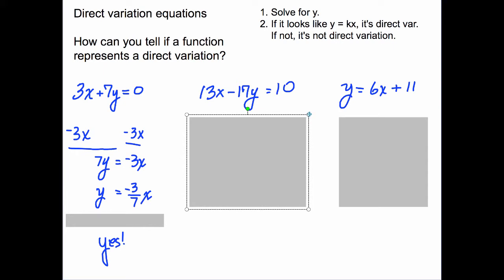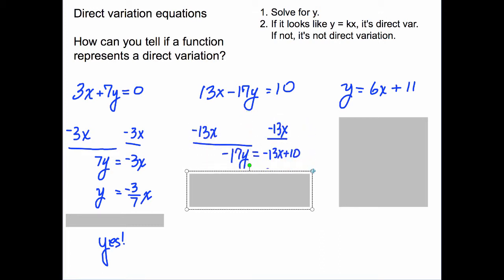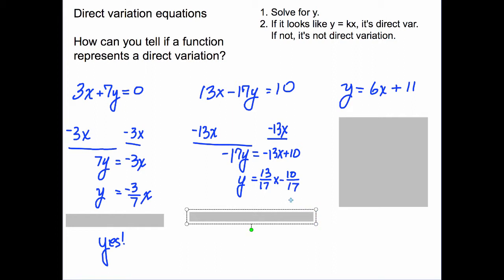Now let's take a look at this. 13x minus 17y equals 10. All right, so we will subtract 13x from each side, and we'll get negative 17y equals negative 13x plus 10. Divide each side by negative 17, and we will get y equals 13/17 x minus 10/17. This is obviously not a direct variation.